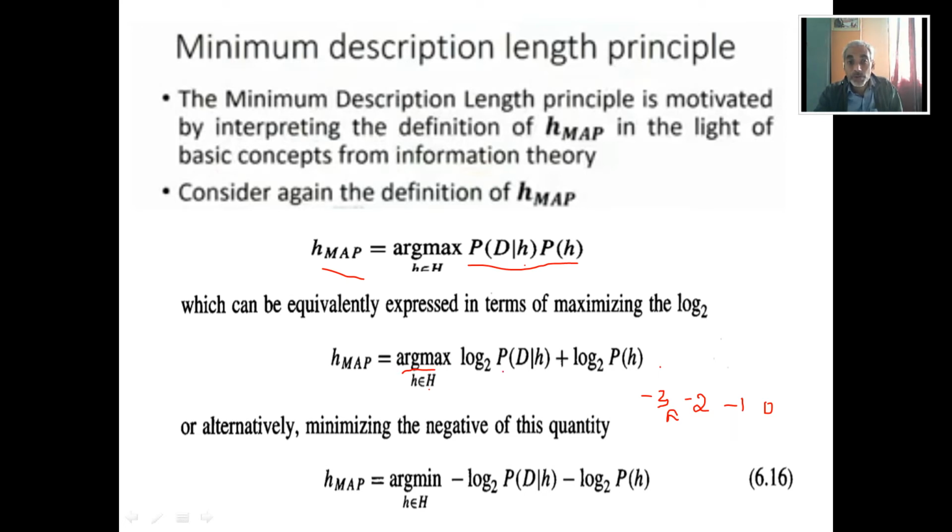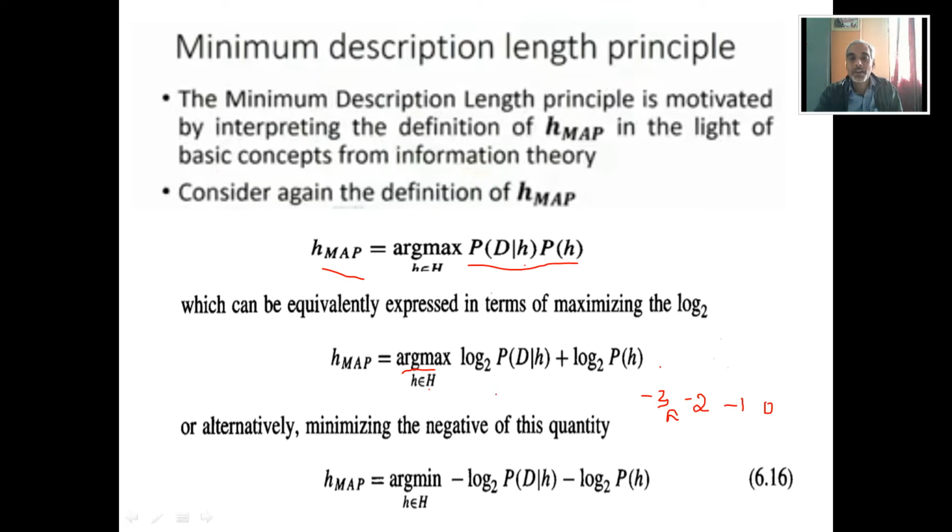So when you have got here H map is equal to argmax, so you have a positive quantity. Now equivalently or alternately we can write it as H map is equal to argmin. Minimize the negative quantity in this. So what is that negative quantity? So that means we are going to say minus log of P of D given H minus log of P of H.